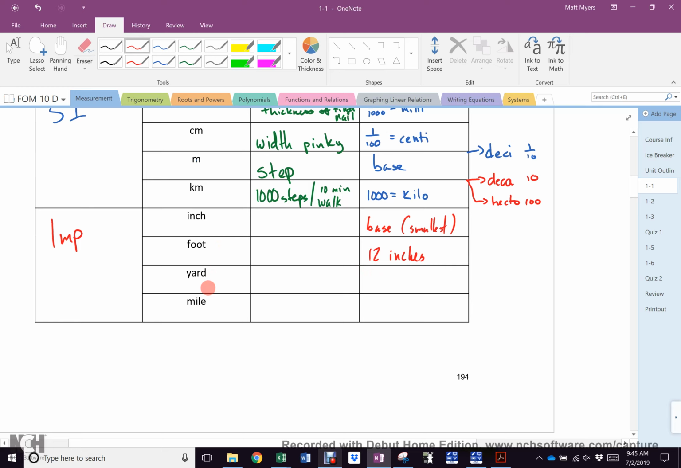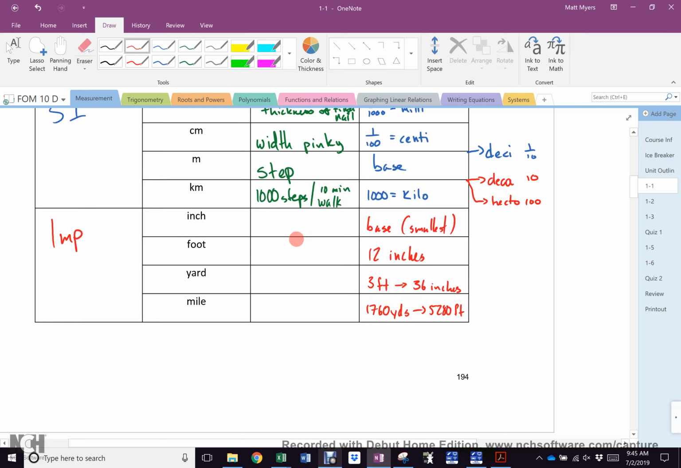Because we're going up by 12s. In metric, we go up by 10s. But it's not. It's 3 feet or 36 inches. That makes sense. Why wouldn't we do it that way? And a mile. Well, it would make sense if it was a nice, easy number to work with, right? But it's not. It's 1,760 yards, which is 5,280 feet.